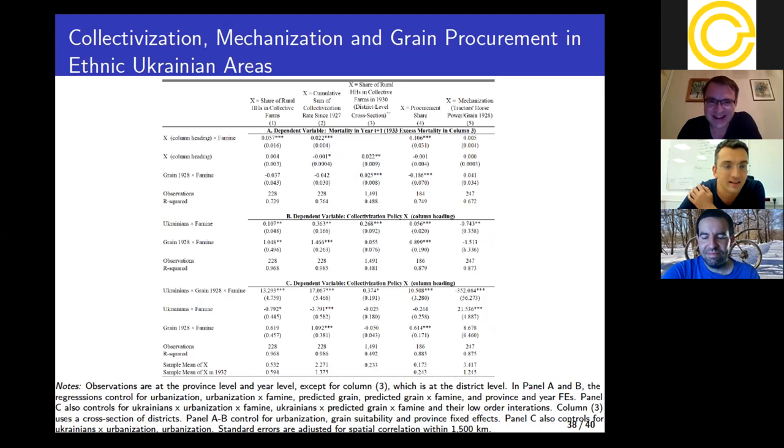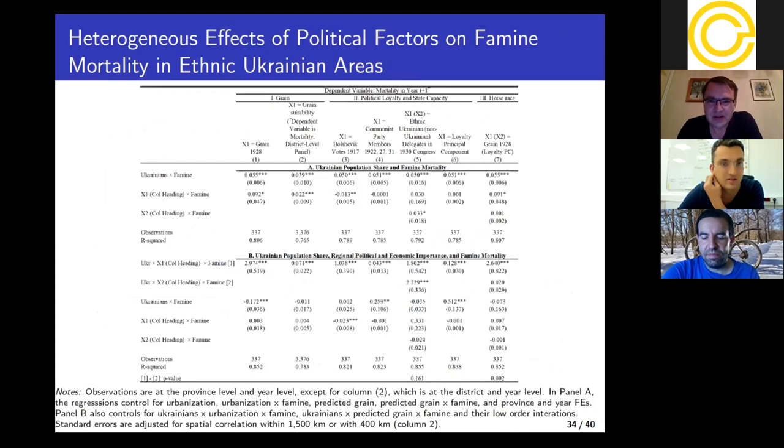One second. It is here. Third column: we have data on voting for the Bolsheviks. So we use it first as a control. Obviously we interacted it with the Famine dummy because it doesn't vary over time. In panel A, we use it just as a control and the results are stable. In panel B, we also have a triple interaction of Ukrainian share, votes for the Bolsheviks, and the Famine dummy.